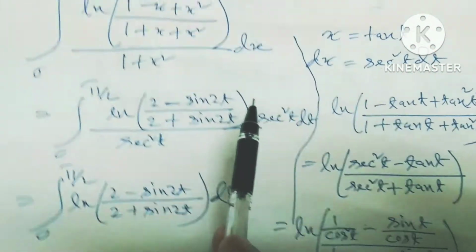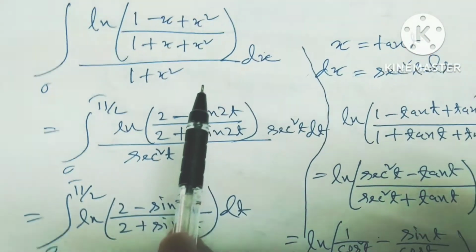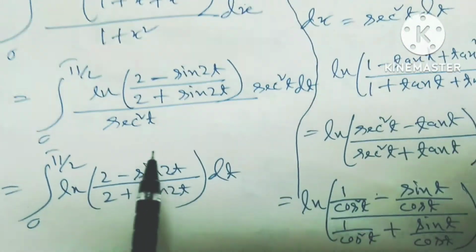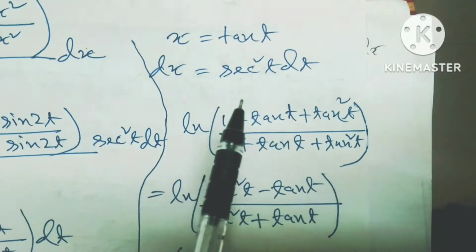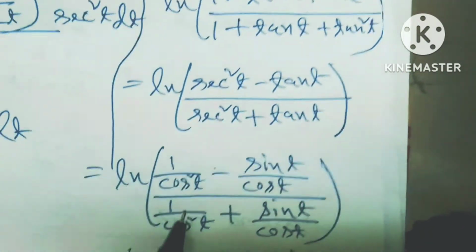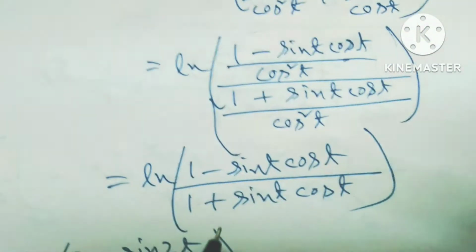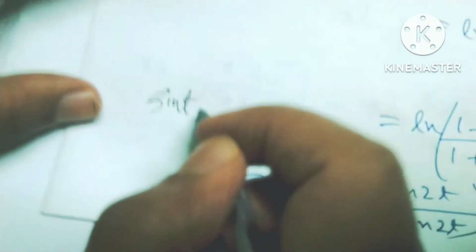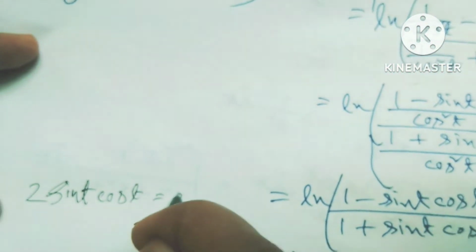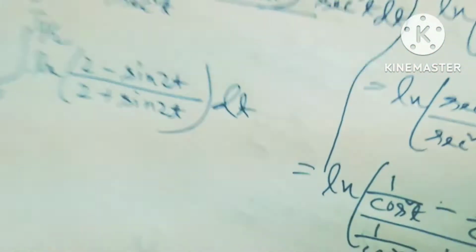I have already shown how I get ln(1 minus x plus x square) divided by..., just putting the value tan t, then you get dx equal to sec square t dt, and after the calculation you get 1 minus sine t cos t, and this is 2 sine 2t divided by 2 plus sine 2t, because 2 sine t cos t is equal to sine 2t. So friends, I hope I can clear, because the question is very long, so I am just giving the calculation of how I get this value.